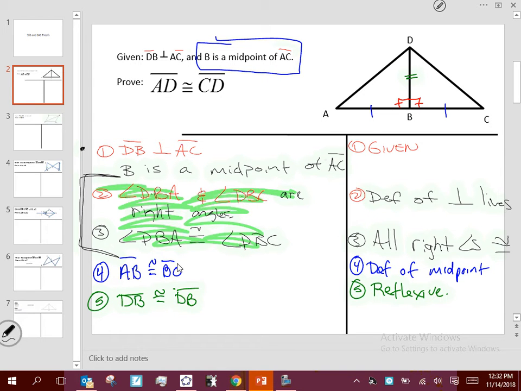Okay, now this one here is dependent on this one. Does that make sense? So I cannot say that the angles are congruent before I said that both of them are right angles. Because right angles is what allowed me to say that they're congruent, right? Okay, so that means that that one has to come after that one.